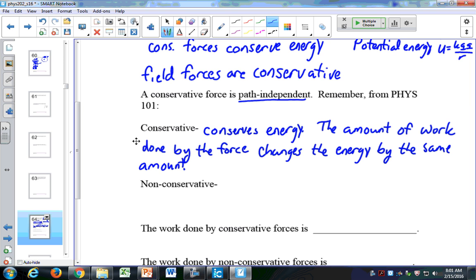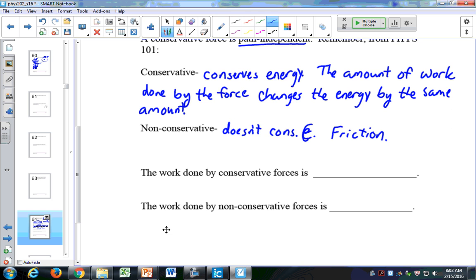And non-conservative doesn't conserve energy. And friction is an example. We had questions like this last semester, but you could see them again, just sort of distinguishing between conservative and non-conservative forces. The work done by conservative forces is path independent, and the work done by non-conservative forces is path dependent.